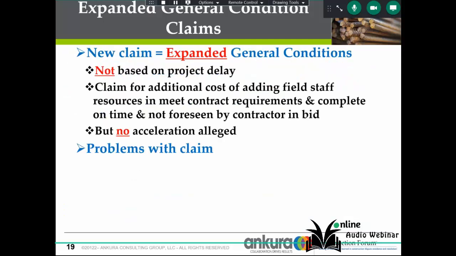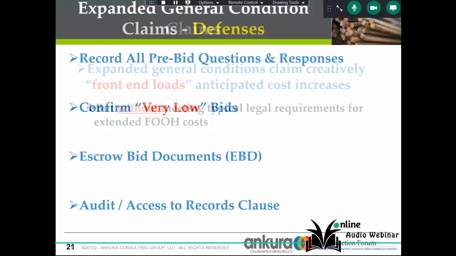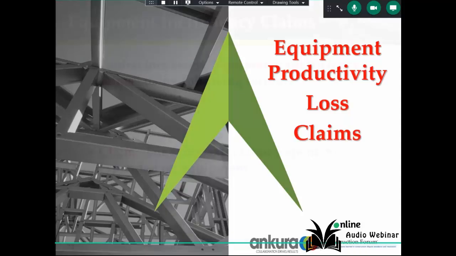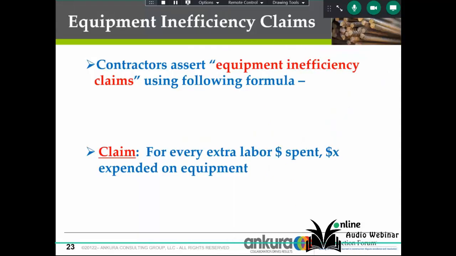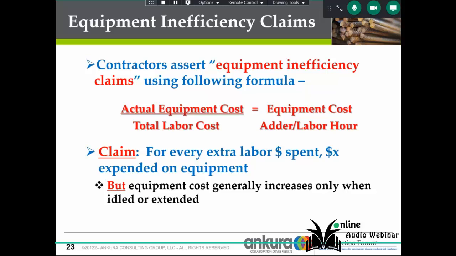It's a claim for additional cost of adding field staff resources to meet contract requirements and complete on time. The problem with the claim? Contractor can't really prove entitlement under the contract. Some defenses? Well, number one, start during the pre-bid. Next, the equipment inefficiency claim. Contractors may assert the equipment inefficiency claims using the following formula. The actual equipment cost divided by the total labor cost equals the equipment cost adder for every labor cost added. But equipment costs normally increase only when they're idled or extended.